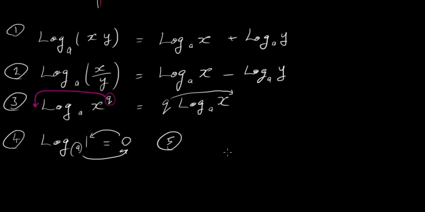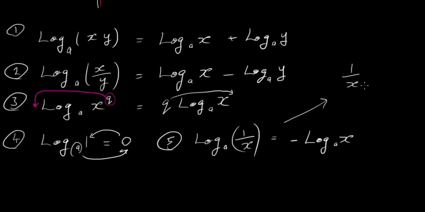So let's say number 5 here is log of 1 over x to the base a, that's going to be minus log x to the base a. And that's because we know that 1 over x is just x to the power of minus 1. We've seen from here that if we have a power, we can take that power and bring it down to the front of the log. So if this is x to the power of minus 1, we can bring this power down to the front of the log, so we get minus 1 times log x. So that's where that comes from.